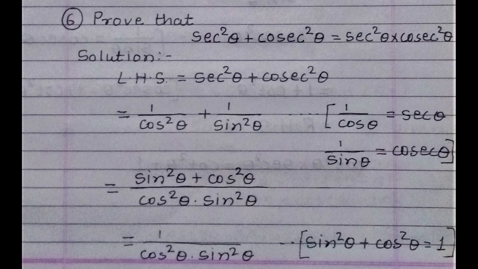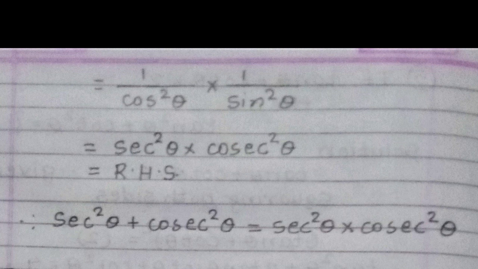We know the equation sin square theta plus cos square theta is equal to 1. So we apply it here. So you get 1 upon cos square theta into sin square theta. So this we can write as 1 upon cos square theta into 1 upon sin square theta. Again, as we discussed earlier, reciprocals of cos and sin. It is sec square theta into cosec square theta. So LHS is equal to RHS, that is sec square theta plus cosec square theta is equal to sec square theta into cosec square theta.